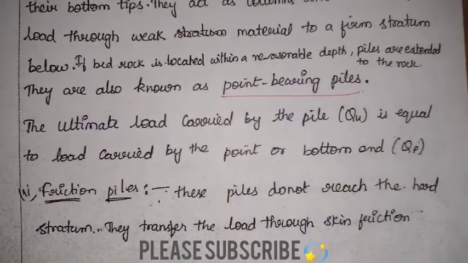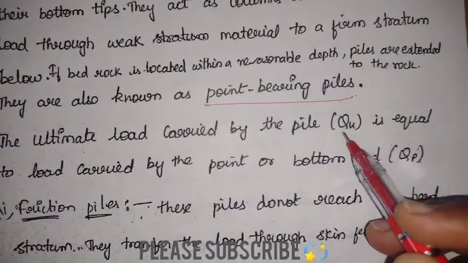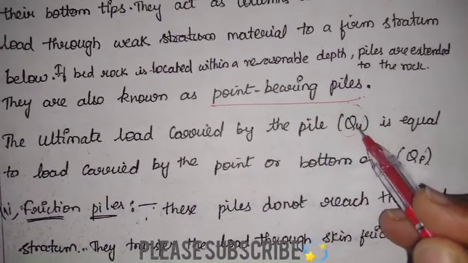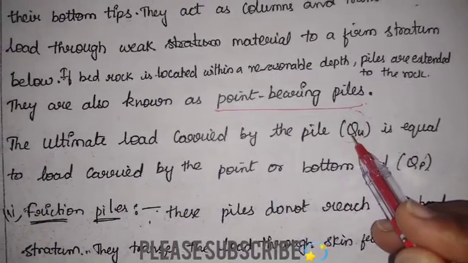Next comes the friction piles. So here the ultimate load carrying capacity of this pile is QU. Whenever we are writing U, that means ultimate. Q is nothing but the load carrying capacity of the pile.